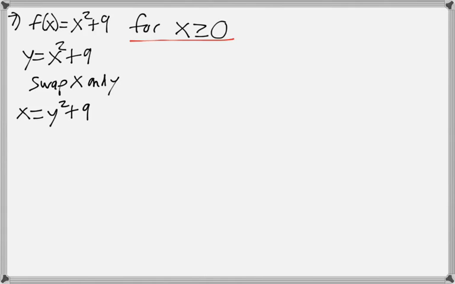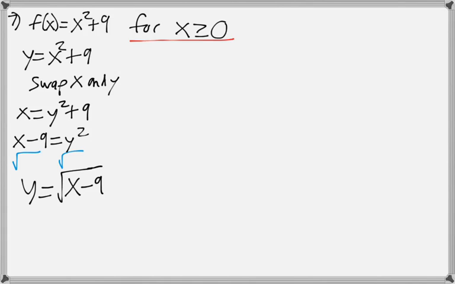So if I subtract 9 from both sides, I get x minus 9 is equal to y squared. And then to get rid of the squared, I want to take the square root. And that's going to give me y is equal to square root of x minus 9. And I want to label this as f inverse is equal to square root of x minus 9.